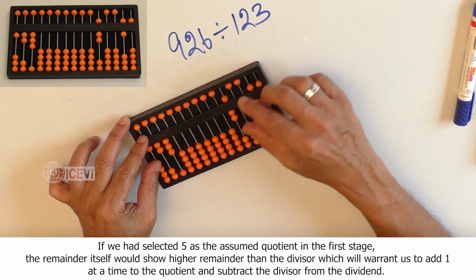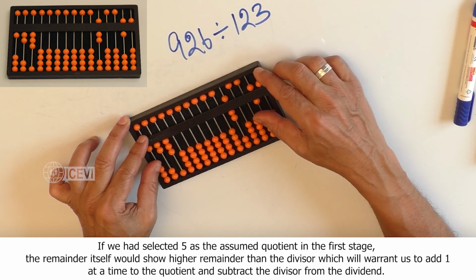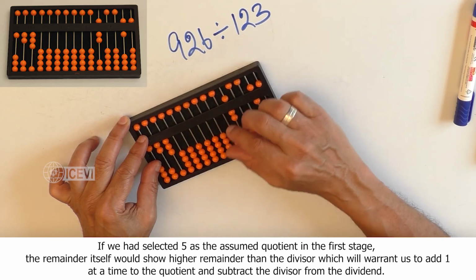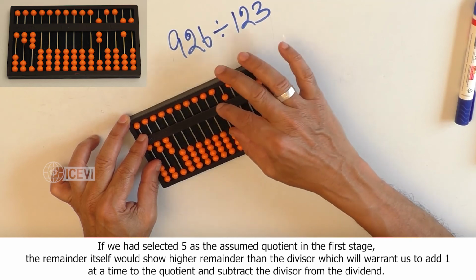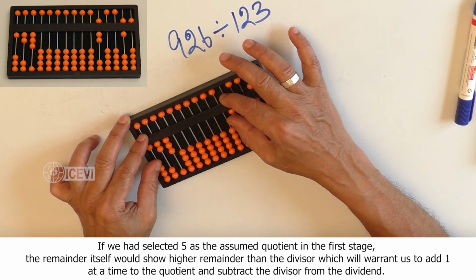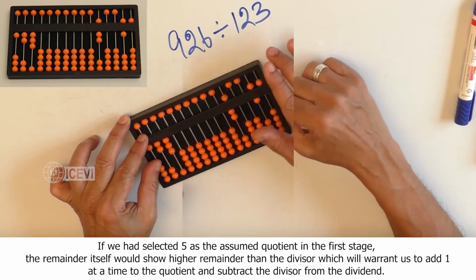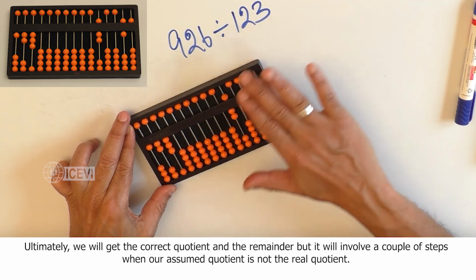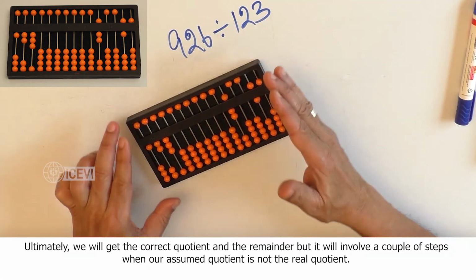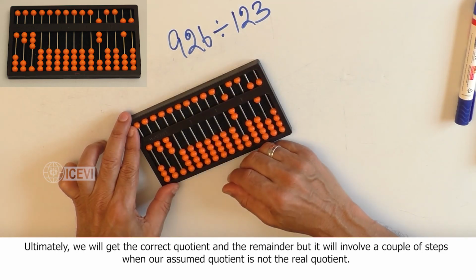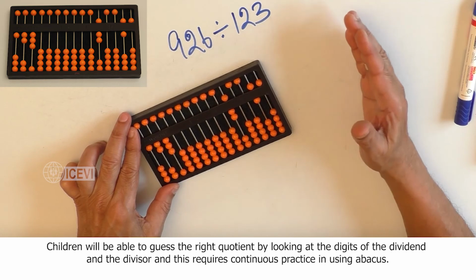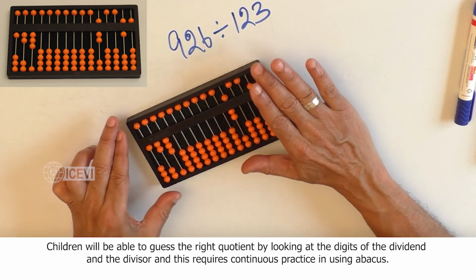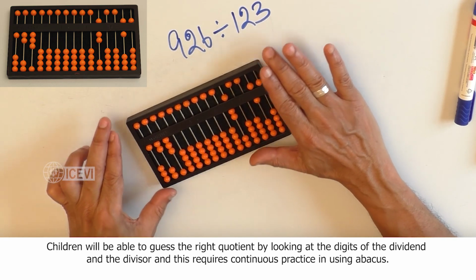If we had selected 5 as the assumed quotient in the first stage, the remainder itself would show higher remainder than the divisor, which will warrant us to add 1 at a time to the quotient and subtract the divisor from the dividend. Ultimately, we will get the correct quotient and the remainder, but it will involve a couple of steps when our assumed quotient is not the real quotient. Children will be able to guess the right quotient by looking at the digits of the dividend and the divisor, and this requires continuous practice in using abacus.